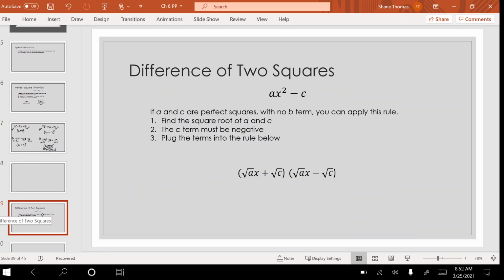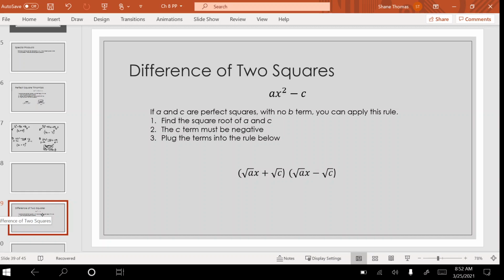Okay. Difference of two squares. This is the second type of special product. This is even easier yet. This is if you have a binomial, only two terms. There's no b term in this one. Now the big thing with this is you're going to have an ax squared term minus a c. It has to be a minus. It's called the difference of two squares. If a and c are perfect squares with no b term, you can apply this rule. Find the square root of a and c. The c term must be negative. Plug the terms into the rule below.